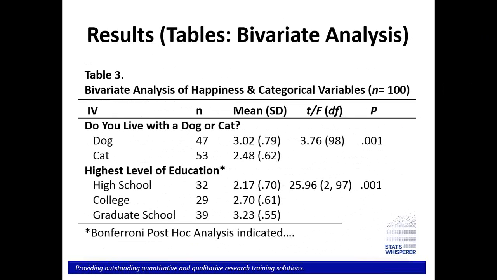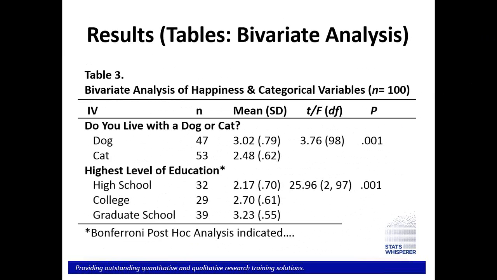So you can see as you go across the top, you have the independent variable, the n, the mean, and then it says t/f. So if you're reporting a t-test, like do you live with a dog or cat, you report the value of t, the 3.76, and degrees of freedom is 98. Then below, if you report our one-way ANOVA, you report the value of the F, and that's 25.96, and you describe the degrees of freedom as a ratio, 2/97.